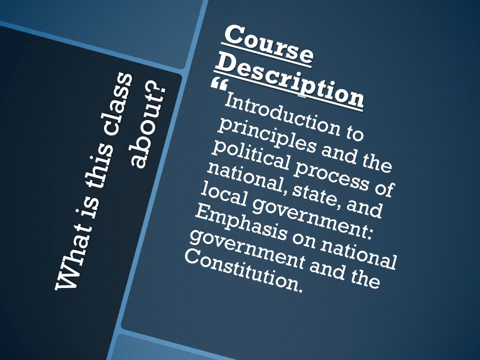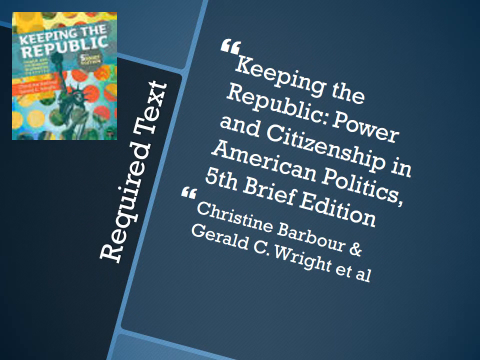Well, it's an introduction to the principles and political processes of the national, state, and local government, with an emphasis on the national government and the Constitution. Here is the textbook that we'll be using. It's called Keeping the Republic, Power and Citizenship in American Politics. We will be using the 5th brief edition, although I believe the bookstore is selling the 4th brief edition. That edition is fine too, whichever one you find. You can purchase the textbook either through the website of your choice or through the Laney College bookstore, whichever way you find it cheapest.